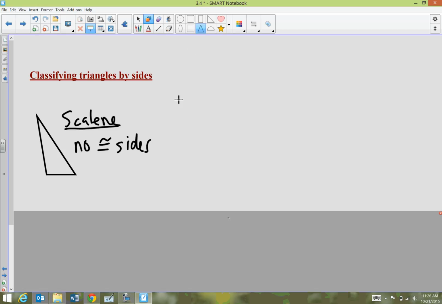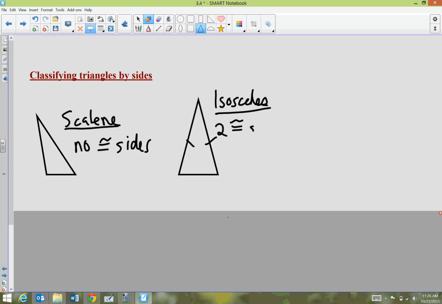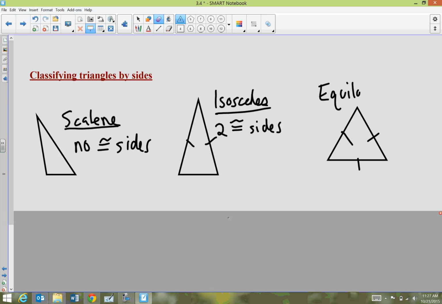The second classification by side is isosceles. An isosceles triangle has two congruent sides. And the final classification by side is equilateral. An equilateral triangle has three congruent sides. All sides are congruent.